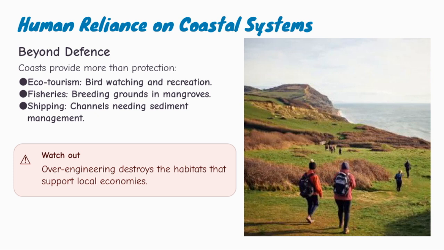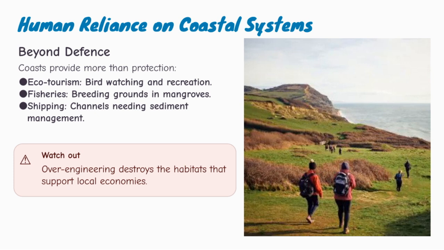Another benefit is fisheries. Coastal ecosystems such as salt marshes, mangroves, and estuaries can provide breeding grounds and nurseries for fish and other marine life. A third benefit is shipping. Many coastal areas are important for ports, trade, and transport. Channels may need sediment management so ships can move safely.